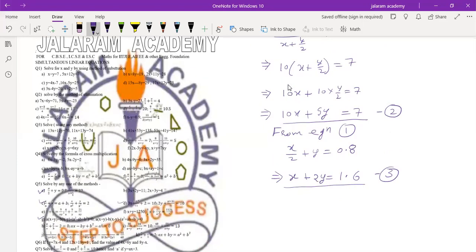So we have three methods. And the first method, I think, is easier this time. Method of substitution: we put x equals to 1.6 minus 2y in equation number 2, that is 10x plus 5y equals to 7. The main basis of using the substitution method is that the coefficient of x or y in any one of the equations is 1. So it will be easier to use the substitution method. Is that clear to you?